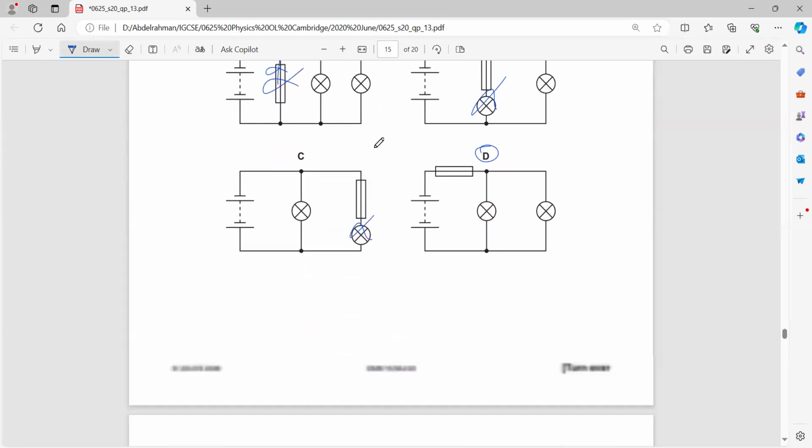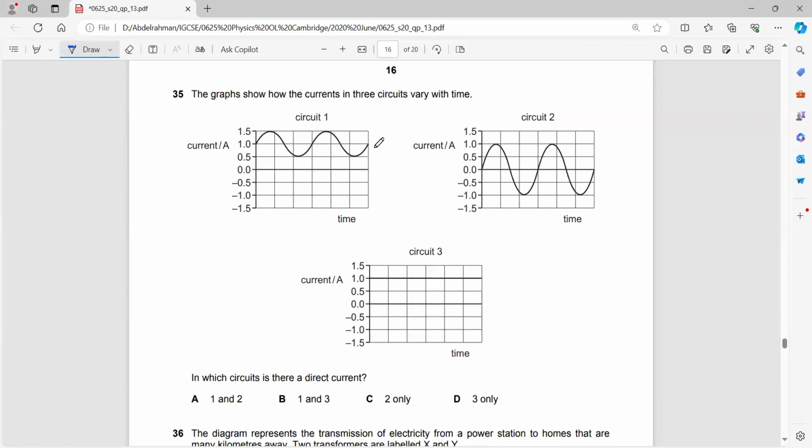Question 35. Which circuits have a direct current? Three only is wrong. Actually, three is a direct current, but three only is wrong. Two is not direct. It's an AC, an alternating current. But one is that. Why is one a direct current?